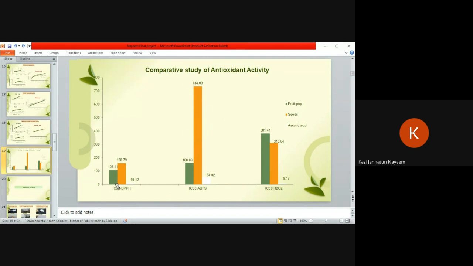Then I compared the three methods: the DPPH activity, ABTS activity and hydrogen peroxide activity. In the ABTS method, the seed shows more prominent activity than the other methods, DPPH and hydrogen peroxide. In the hydrogen peroxide method, the food pulp showed more prominent activity than any other method, like DPPH and ABTS. This prominent activity is like 300 to 1.41.